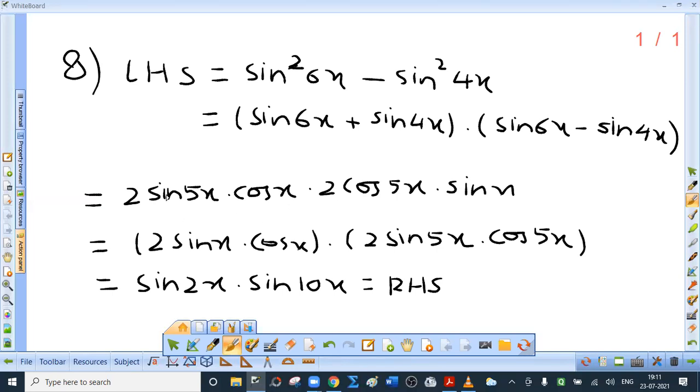Now, next step is important. Rearrange the terms. 2 sin x will go with cos x and 2 sin 5x will go with cos 5x. Why? 2 sin theta cos theta is sin 2 theta. So sin 2x into sin 10x, which is nothing but right hand side.